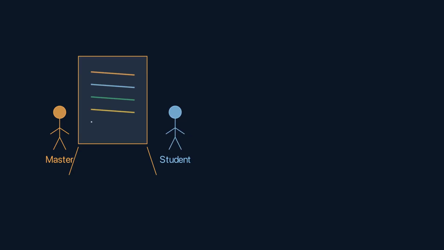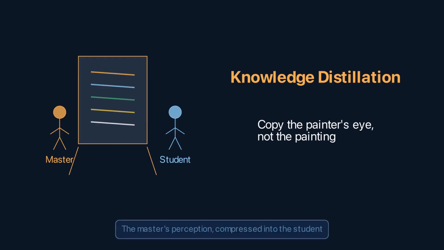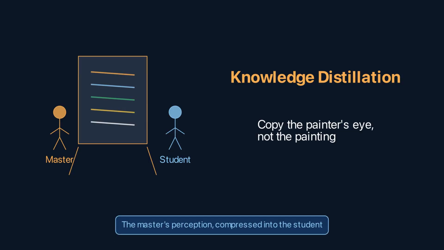A master painter works at her easel. Behind her, a student watches every brush stroke. The student's goal isn't to copy the finished painting, it's to copy the master's eye, how she sees the subject, which features she emphasizes. The master's perception, compressed into the student. This is knowledge distillation.